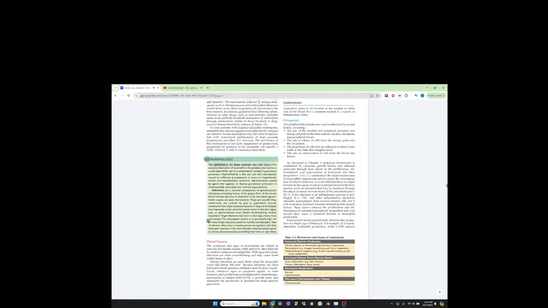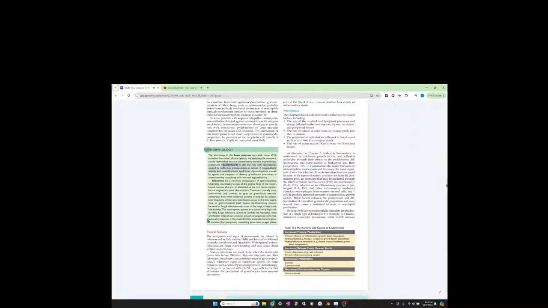Morphology. The alterations in the bone marrow vary with cause. With excessive destruction of neutrophils in the periphery, the marrow is usually hypercellular due to a compensatory increase in granulocytic precursors. Hypercellularity is also the rule with neutropenias caused by ineffective granulopoiesis, as occurs in megaloblastic anemia and myelodysplastic syndrome.